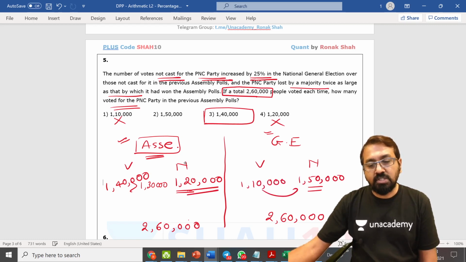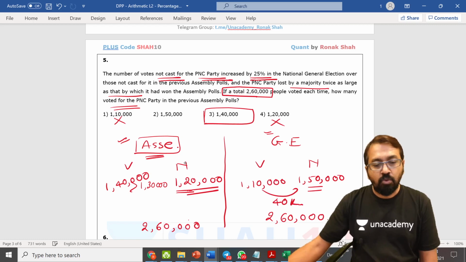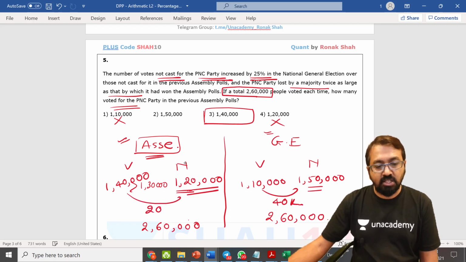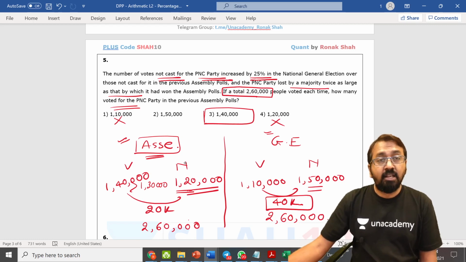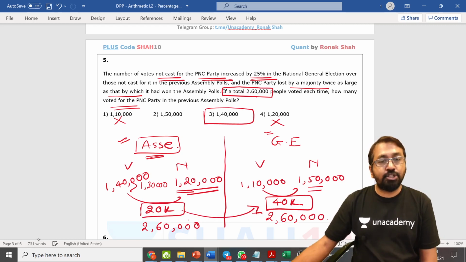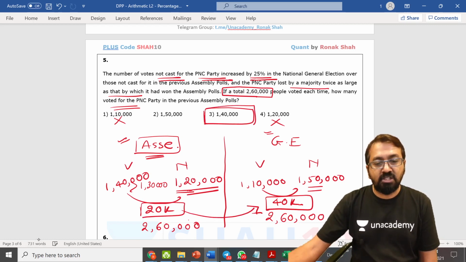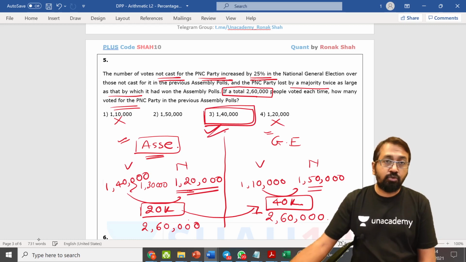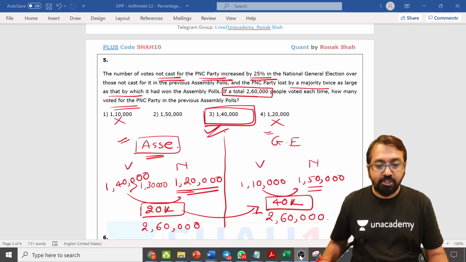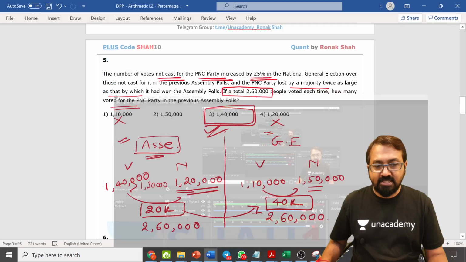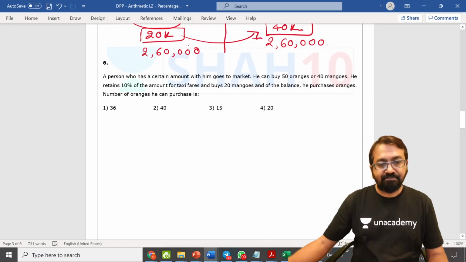Now what is the losing margin over here? 40,000. What is the winning margin over here? 20,000. And as it is mentioned, the party lost by twice the majority by which it won in the assembly election. So yes, it satisfies this condition also. That means this option is good to go. So the answer for this question should be option 3. So I hope all of you have understood this. Okay, now let's take up the next question.